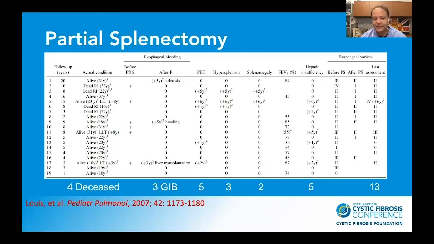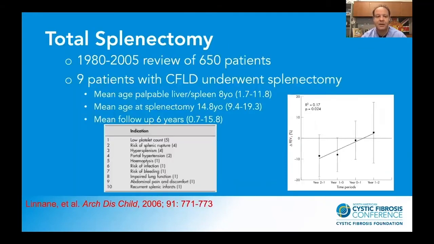In this series of the 19 patients, you can see that over around 8-year median follow-up, 4 went on to die, 3 went on to have significant GI bleeding. Portal hypertension was still prevalent in about 5 patients with hypersplenism and splenomegaly still present. Interesting, 5 went on to have hepatic insufficiency, which is relatively uncommon in patients with CF and advanced liver disease. And maybe most striking, 13 of the 19 at follow-up still had grade 2 or higher varices. So given the modest clinical improvement with possible big side effects, not surprising this hasn't caught on.